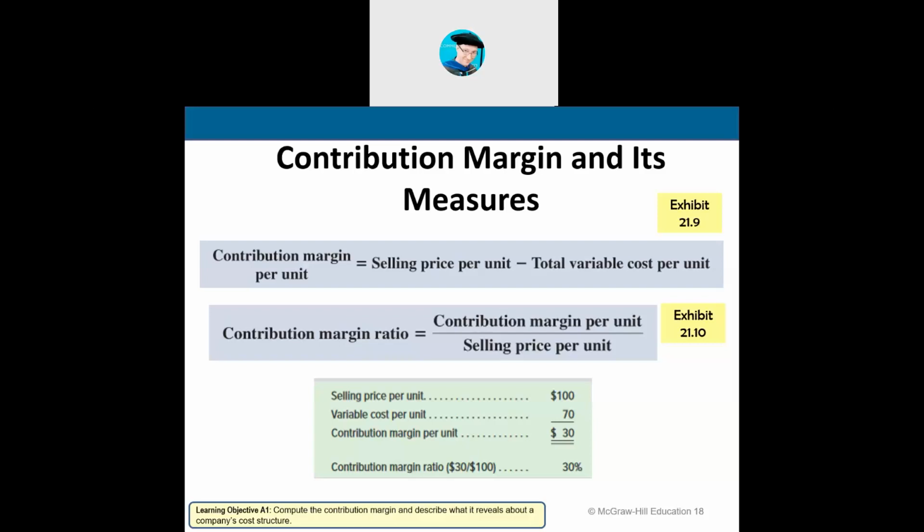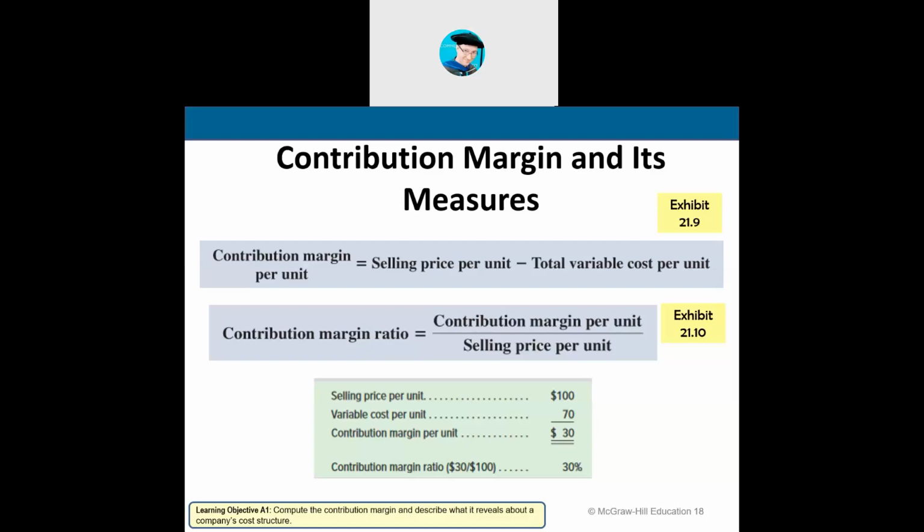That gets me this thing called a contribution margin per unit. Think of the word contribution margin as profit. That's my profit per unit, my contribution margin per unit. I'm contributing that amount to the company per unit to help me toward breaking even.